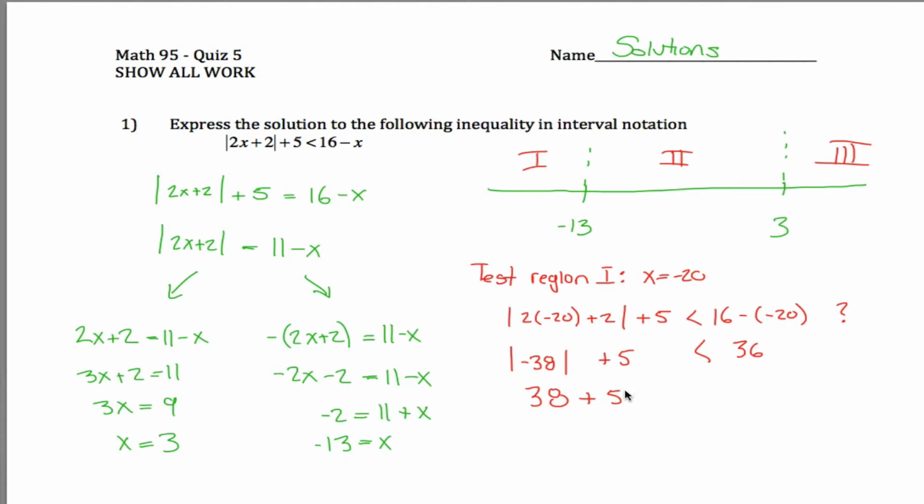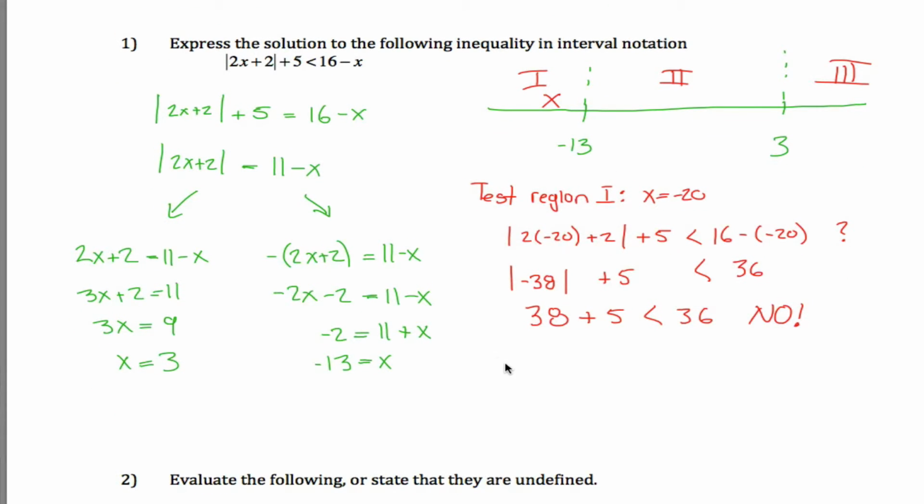And 38 plus 5, yeah, that is not less than 36. Right? 38 plus 5 is 43. So 43 is not less than 36. So what that means is these numbers are not solutions.